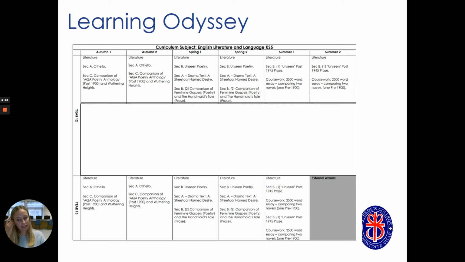Then at the start of year 13, you go back to Othello, you look at Othello again, and you're going to compare the poetry anthology again with Wuthering Heights. So you'll be looking at that and discussing that in further detail in year 13. Then again, you've got the same kind of layout for spring, and again, you'll be looking at it in further detail, and this will be where your essay writing will really improve and where you will be producing quite a lot of essays, because you've done the text, you've learned your stuff about them, but now it's putting it into practice and making sure that you've got your arguments and that you've got your understanding with these texts in particular.